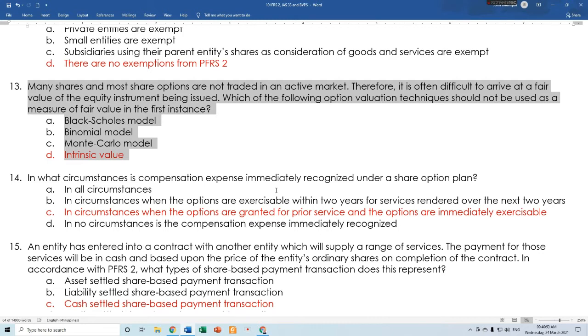Kasi yung Black-Scholes, binomial at saka Monte Carlo simulation, those are all valuation techniques that will determine the fair value at the inception or at the grant of a particular share-based payment transaction. Yung intrinsic value, hindi mo magagawa yan without reference to a subsequent period. Okay? Kaya hindi mo magagawa talaga. Ang tamang term siguro is hindi possible na malaman mo yung intrinsic value without getting a subsequent value in a subsequent period. Okay? So, letter D.